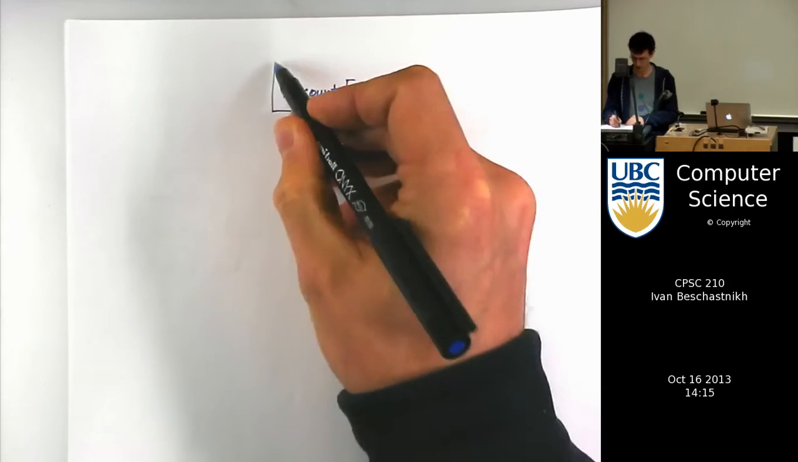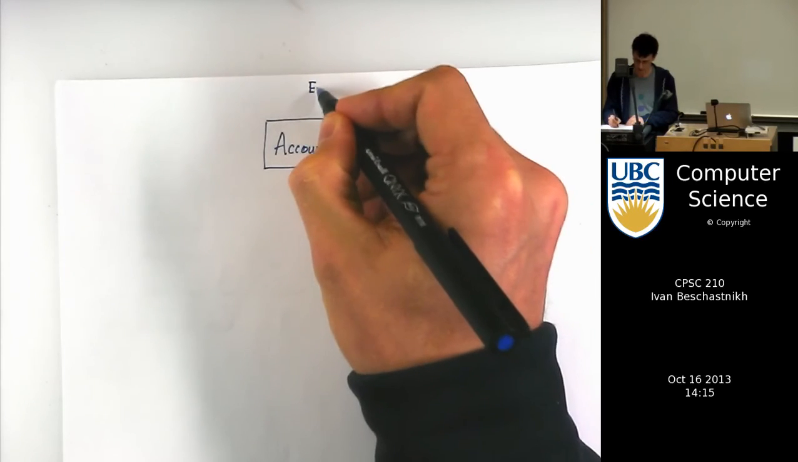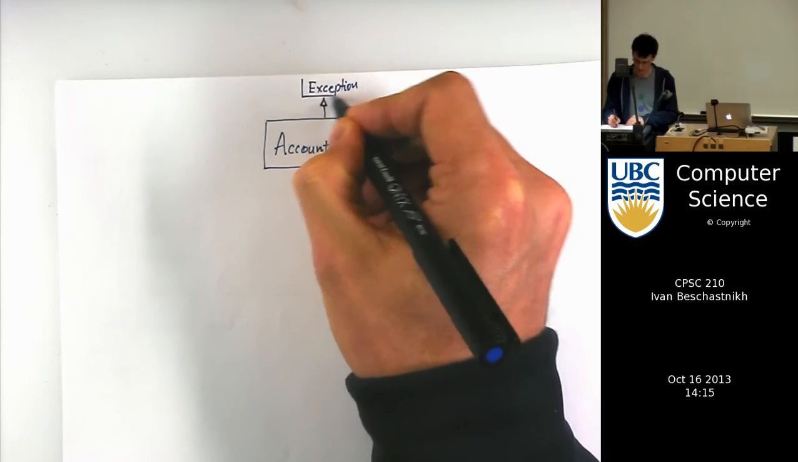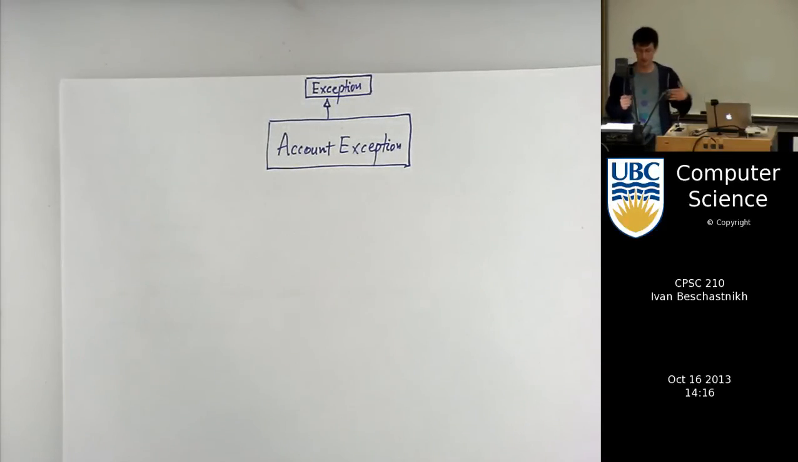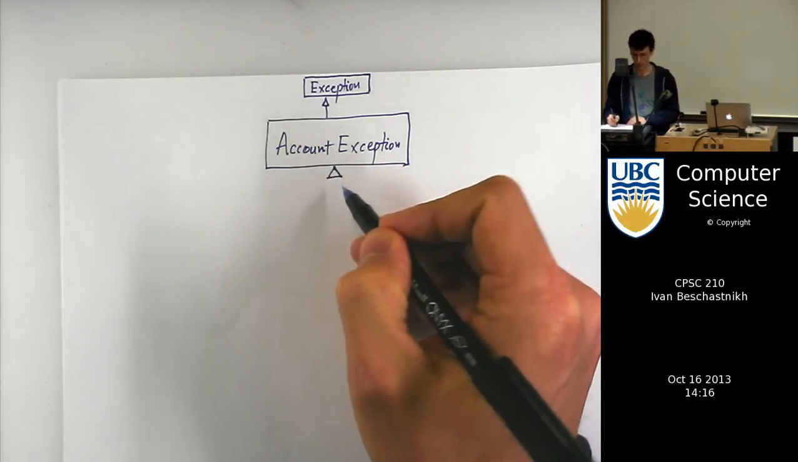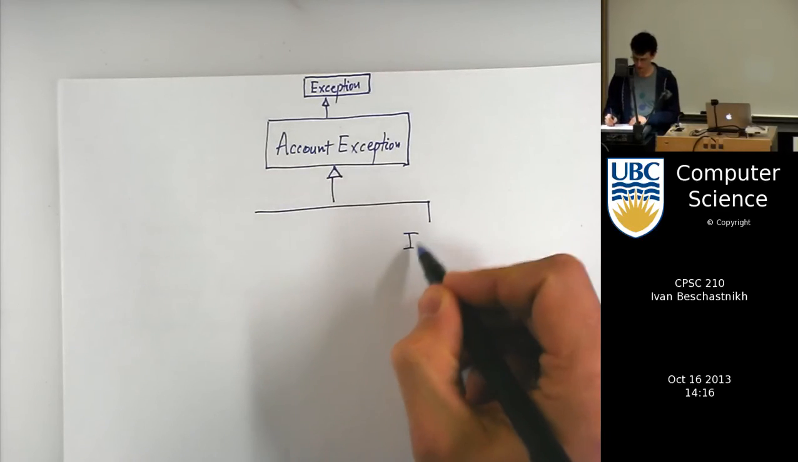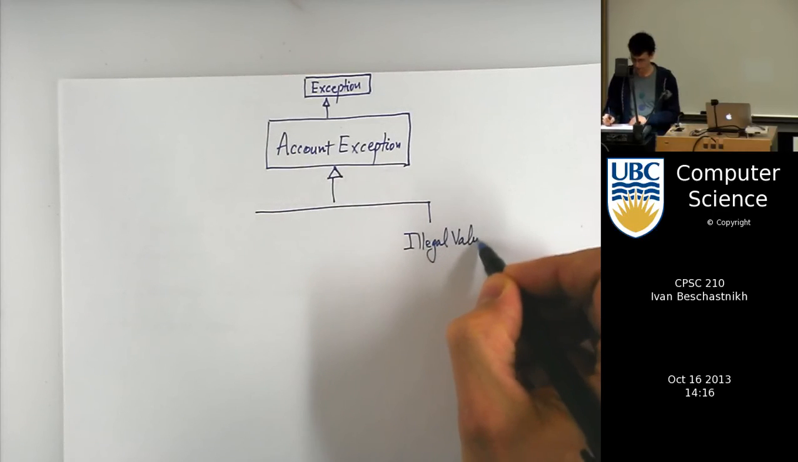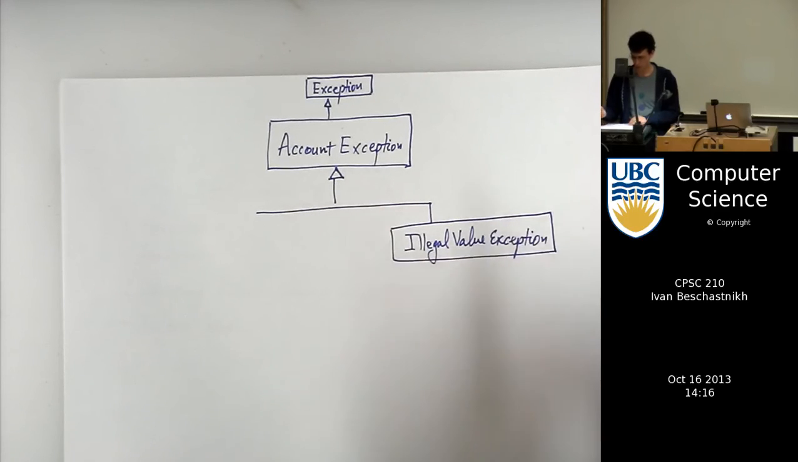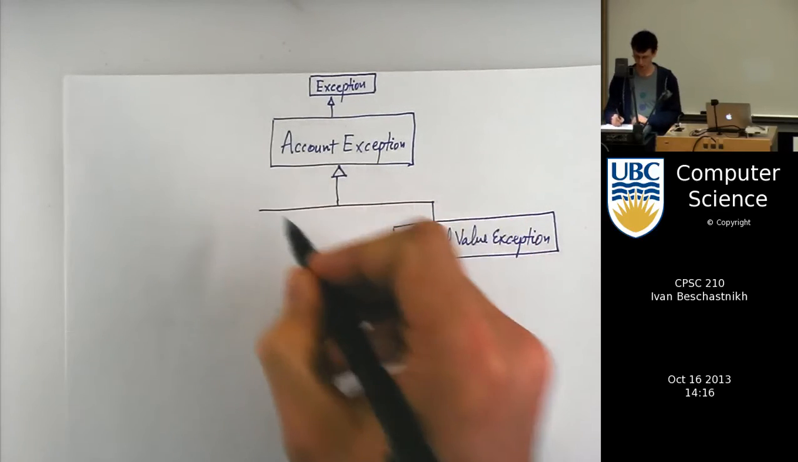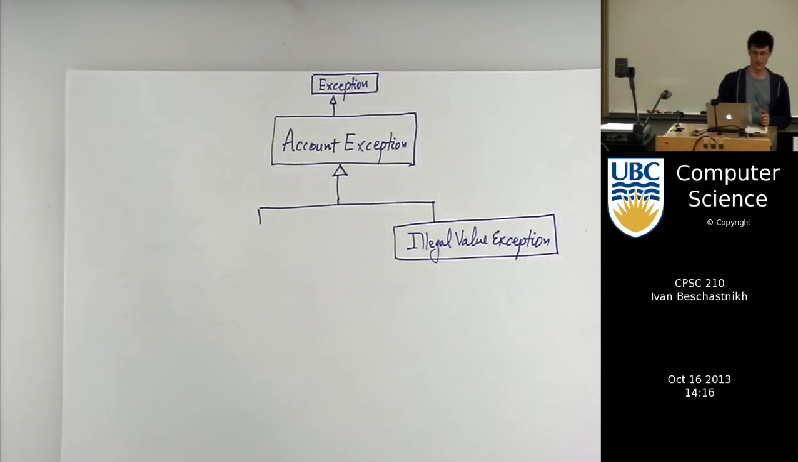And that'll be my account exception. And this guy is going to extend exception. And then down below, I'm going to subclass the account exception and create the specific exceptions that I care about. So down below, I can create the illegal value exception. And then that'd be one subclass of the account exception. And then my second subclass is going to be the other kind of exception that I have, which is the not enough money exception.